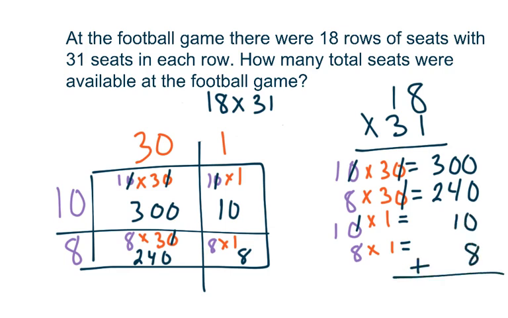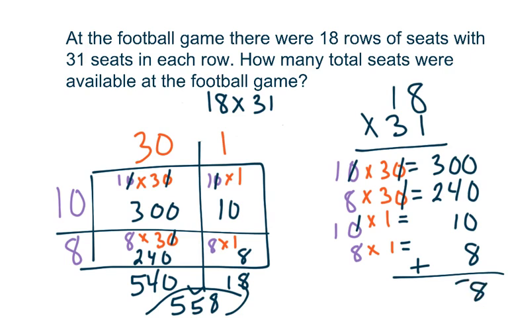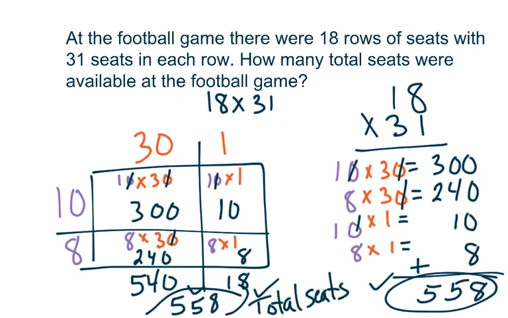I'm going to go ahead and add on both sides. Get ready to go. So here I'm going to add, and I get 540 and 18. And when I add those two pieces together, I'm going to have an 8 in my ones place, a 5 in my tens place, and a 5 in my hundreds place, so 558. I'm going to go over to my partial products, and I'm going to add down, and I get 558. So these two answers are the same. How many total seats were available at the football game? 558 total seats were available at the football game.